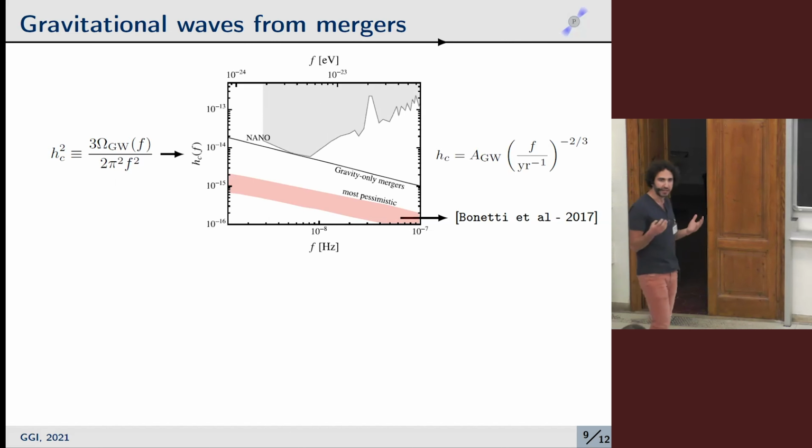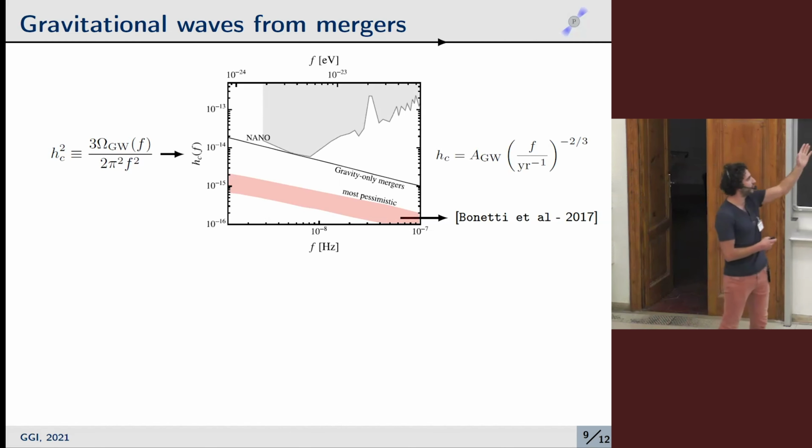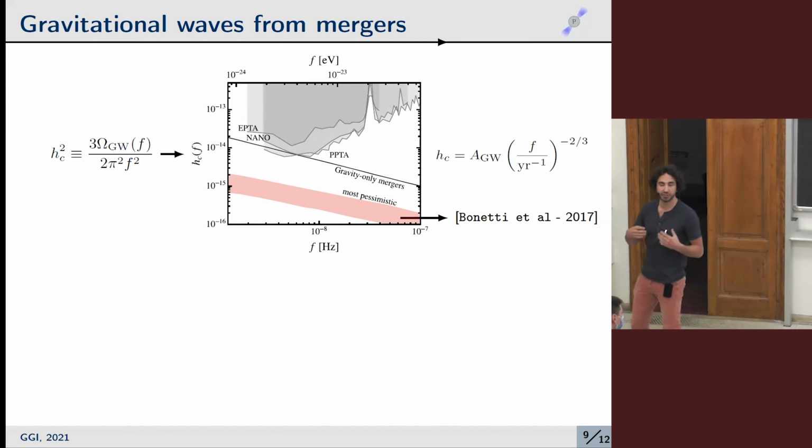Now, we've already been carrying out these analyses for quite some time. Here you're seeing one analysis for an 11-year data set by the NANOGrav collaboration. That's their limits. You have these other collaborations like EPTA and PPTA, which are also putting constraints in this parameter space, and they're digging into my beautiful black curve in the middle of this plot here.